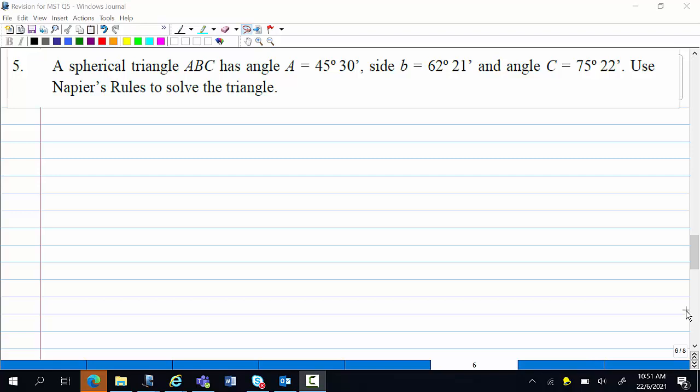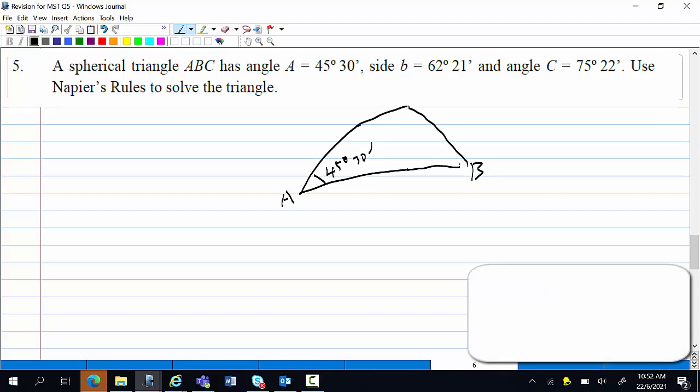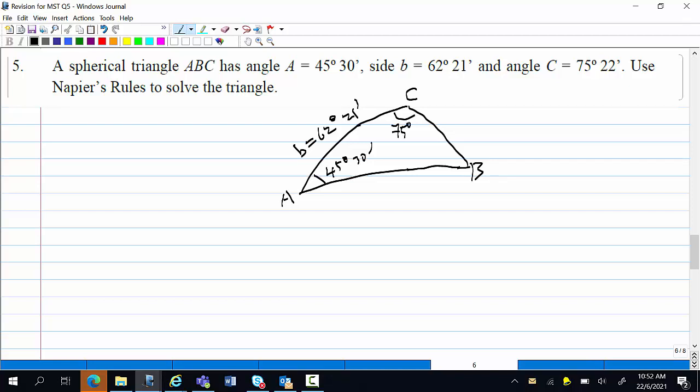So first, we need to sketch the triangle. There's the angle A, and this angle is 45 degrees 30 minutes. And then there's side B, opposite angle B, which is 62 degrees 21 minutes, and angle C is 75 degrees 22 minutes.